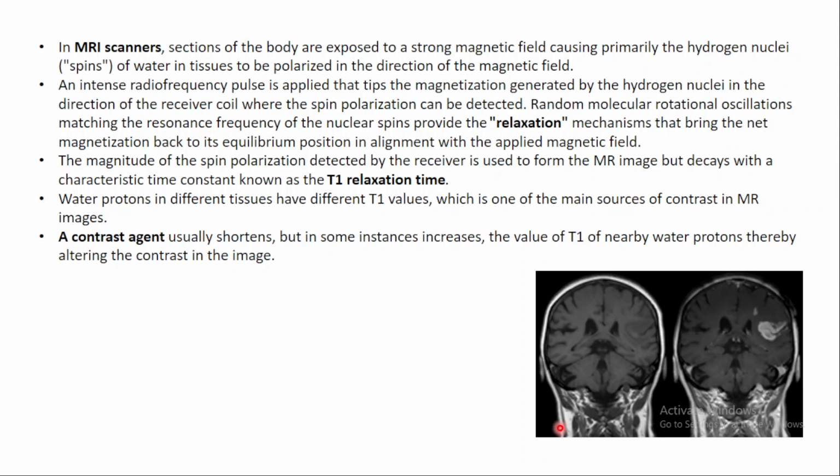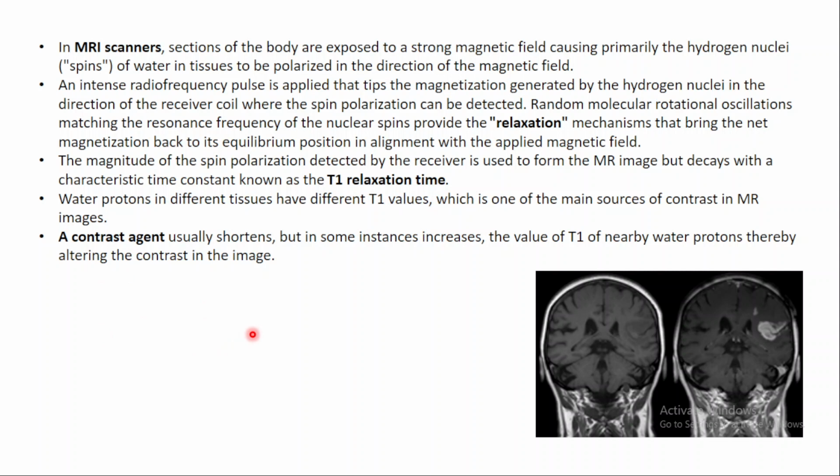And this is how an MRI image looks. You can see black and white contrast, grayish borders. So there are different shades in the form of black and white contrast. This contrast can be increased or decreased depending on the use of a contrast agent in MRI scanning.